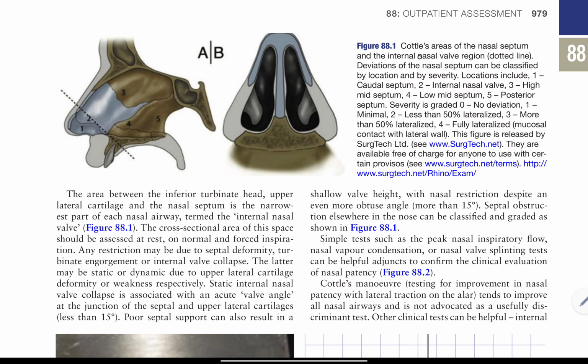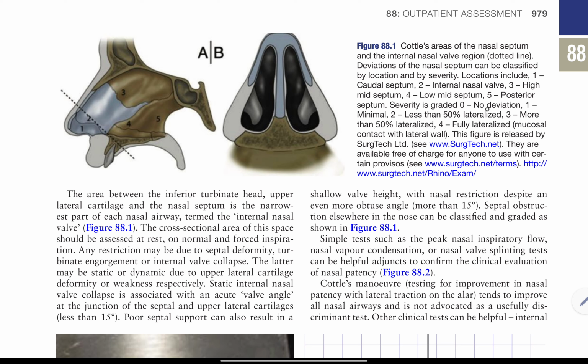Figure 88.1: Cottle's areas of the nasal septum and the internal nasal valve region, dotted line. Deviations of the nasal septum can be classified by location and by severity. Locations include 1. Caudal septum, 2. Internal nasal valve, 3. High mid septum, 4. Low mid septum, 5. Posterior septum.